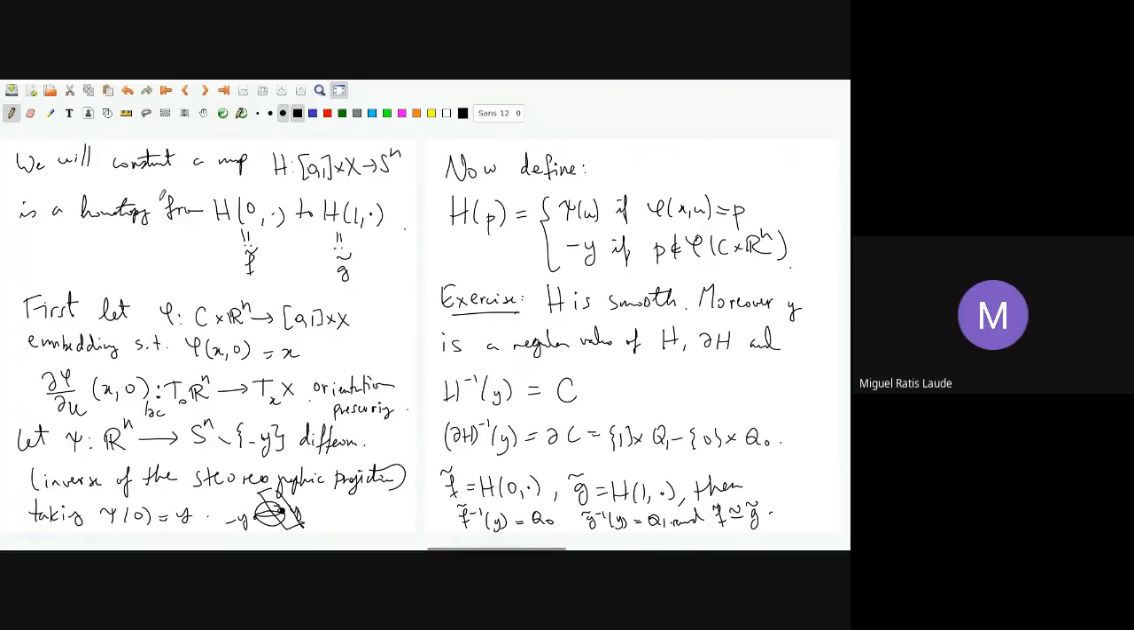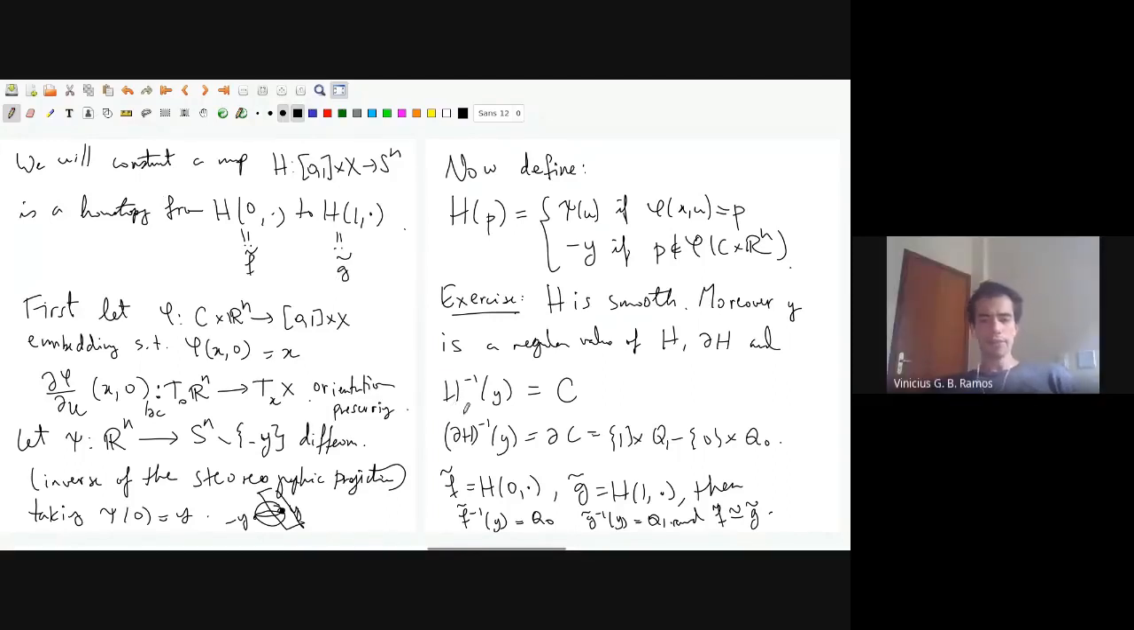Another question, and I don't know if that's a bit silly. So just one thing. This is exactly what I need to be able to say this line here: that the pre-image of the boundary of H is exactly the boundary of C with orientations.